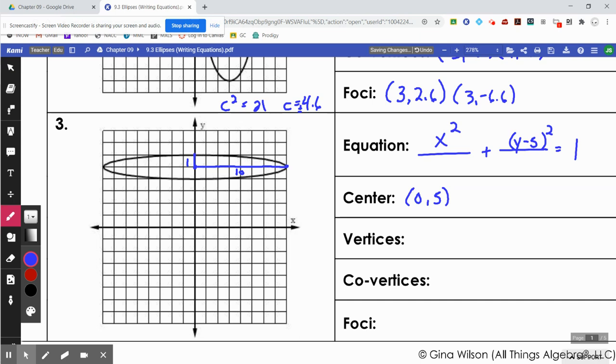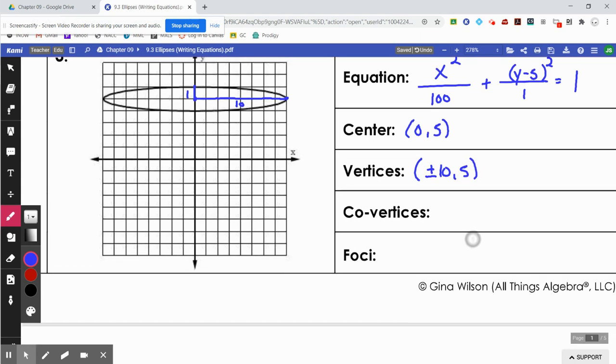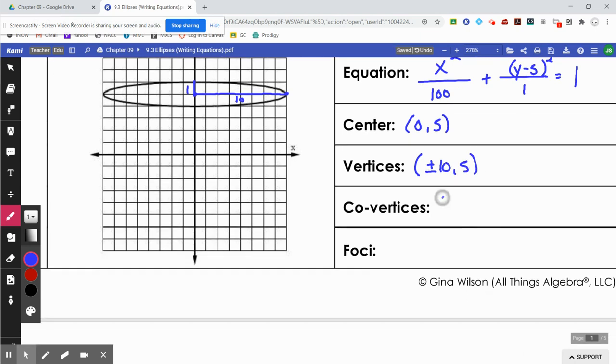Since it's a horizontal, then a squared is going to go under the x, b squared is going to go under the y, and you can put that 1 or you don't have to. Either way is fine. Your vertices are going to be located right 10 and left 10, so you could actually just do plus and minus 10, comma 5. Your co-vertices are up 1 and down 1, which is located at 0, 4 and 0, 6.